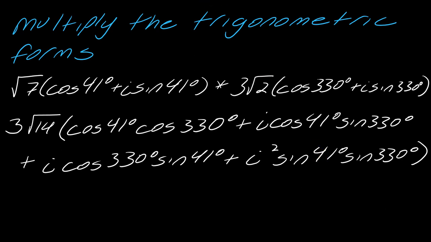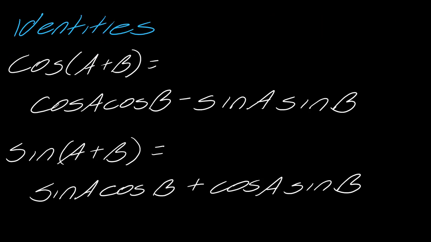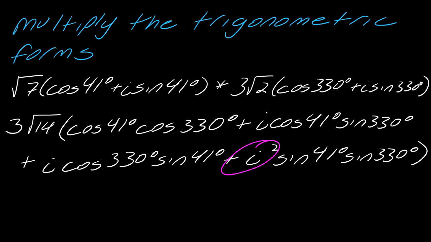From here, I'm going to remind you of a couple of handy identities that we are going to use for this problem: cosine of a plus b, which is this, and sine of a plus b, which is this. Okay, so hear me out. First of all, this plus i squared, we know what this becomes, right? This just becomes a minus sine.